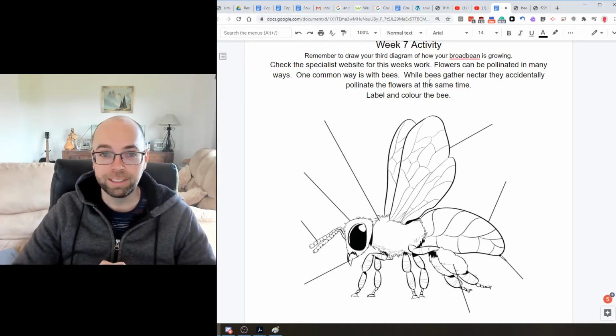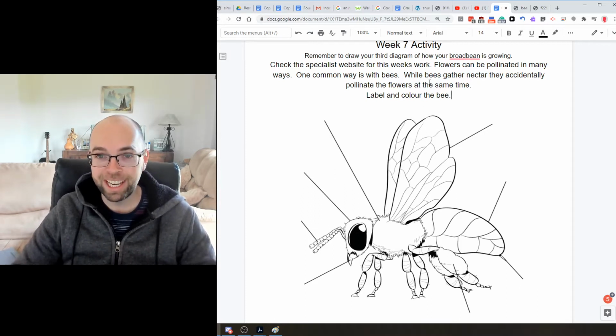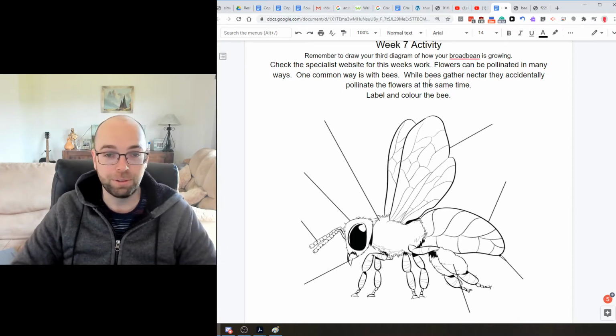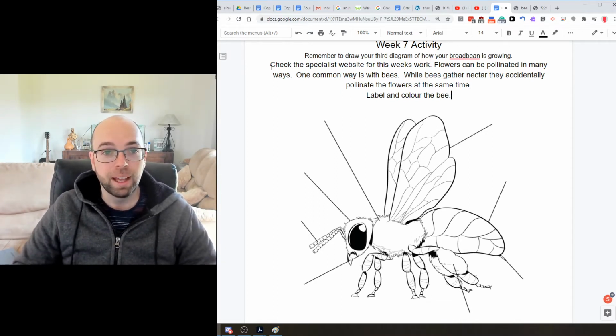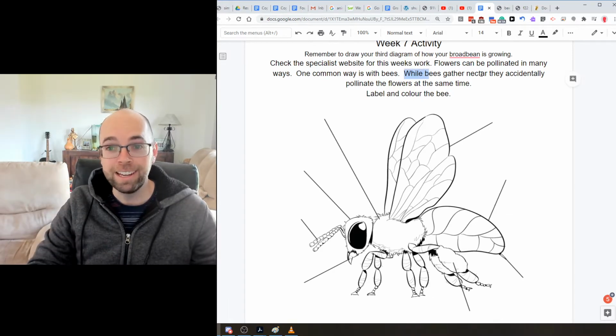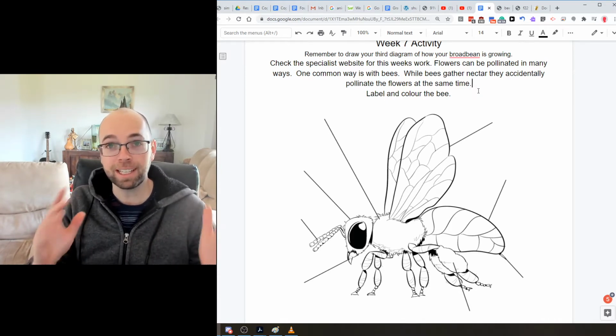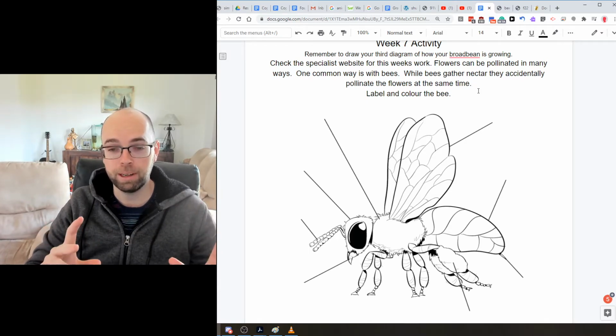Okay, now, definitely without a doubt, those bees are working hard pollinating flowers. Let's have a look at this work that we have got for you today. Okay, first, flowers can be pollinated in many ways, but one common way is with bees. While bees gather nectar, they accidentally pollinate the flowers at the same time. This should actually say while bees gather nectar and pollen. They accidentally pollinate the flowers at the same time. Because this is actually something a lot of people are not sure about.